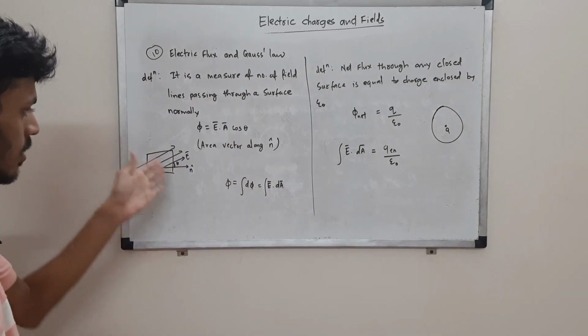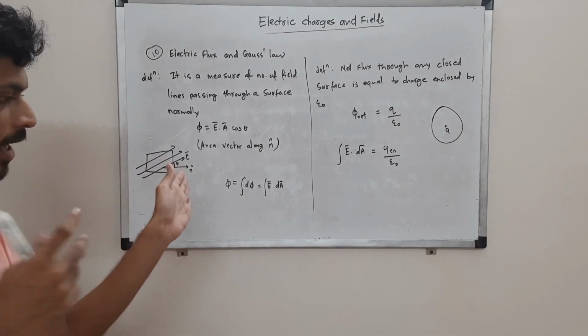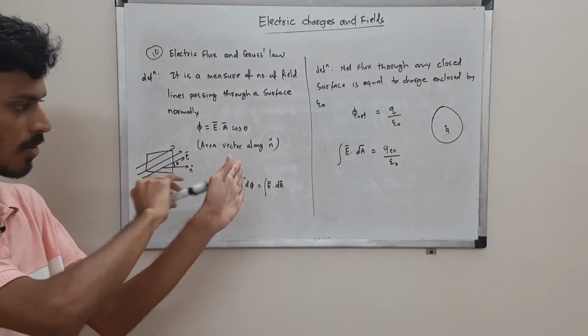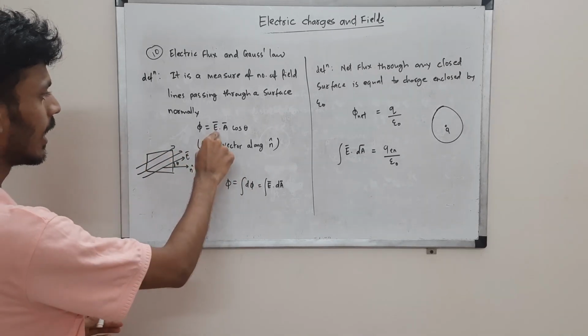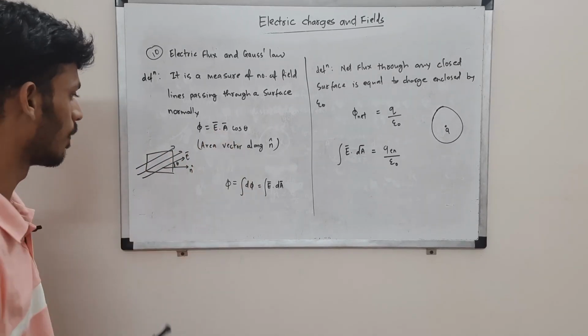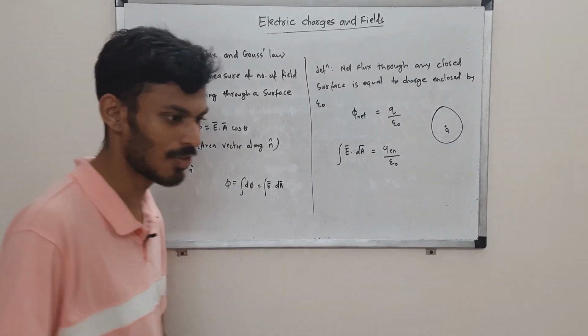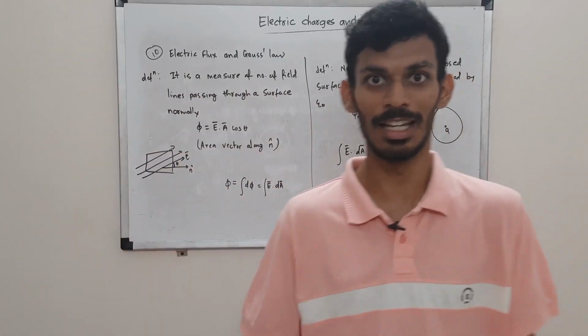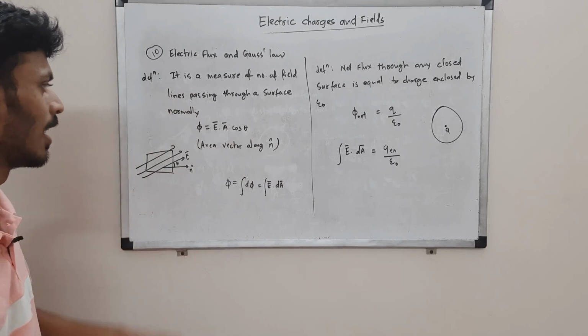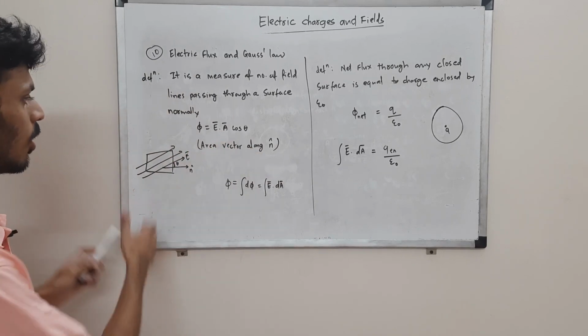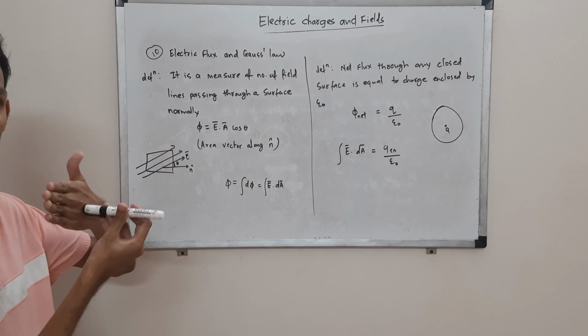Suppose we have a surface like this, and electric field lines are like this. We take only the normal component, so we only take E dot A, or EA cos theta. Now this A stands for area. You might be puzzled why area is a vector over here. Yes, we treat area as a vector in this case, and this vector has the direction along the normal to the surface, perpendicular to the surface.